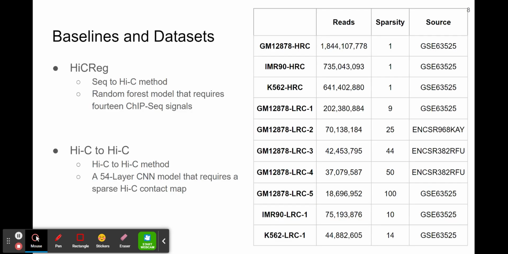To evaluate our model, we compare ourselves against two baselines. First is HiC-Reg, which uses only the ChIP-seq signals to predict Hi-C reads, and second, HiCNN, which uses a sparse Hi-C contact map as an input to predict a dense Hi-C contact map. We evaluate our model on 7 different datasets. We use 5 GM12878 experimentally generated Hi-C datasets with read sparsities ranging from a ninth to a hundredth of the reads, and 2 cross-cell type inputs from IMR90 and K562 cell lines.